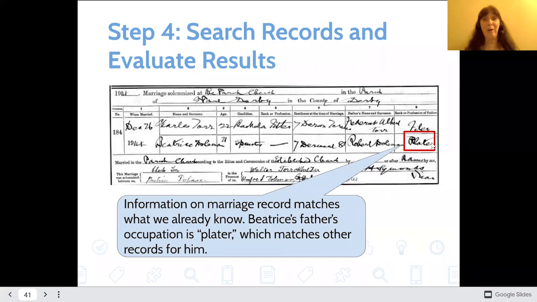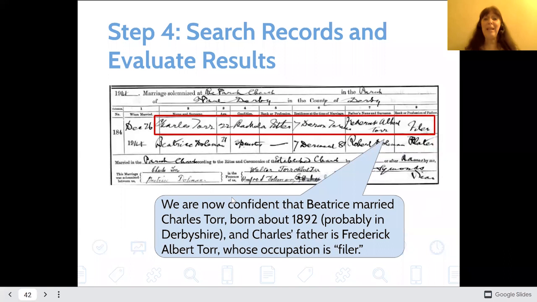So I am now confident that Beatrice married this Charles Torr, and that Charles's father's name is Frederick Alfred Torr, and he is a filer. Now, I don't believe that that is a filer in like a clerk's office or something. That's more of a modern interpretation. My understanding of filer at this time is it probably had something to do with filing metal. And so that's what I'm expecting.